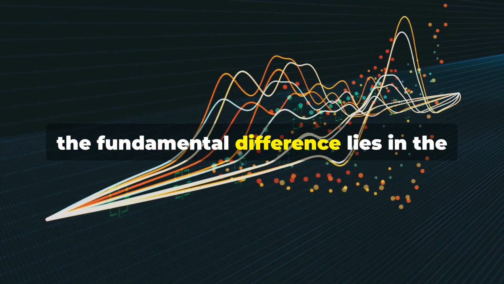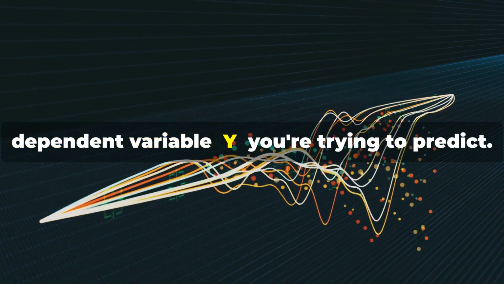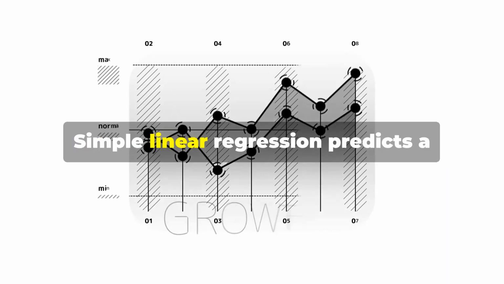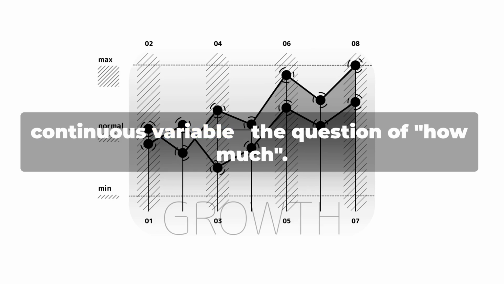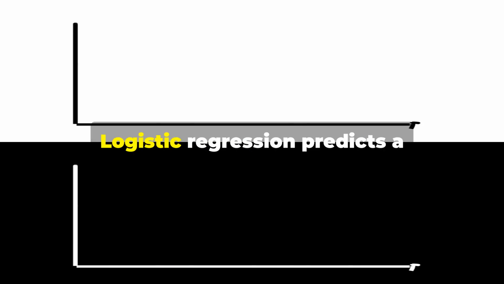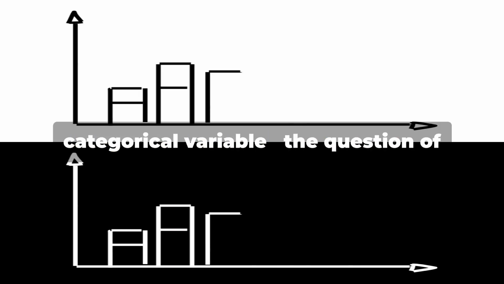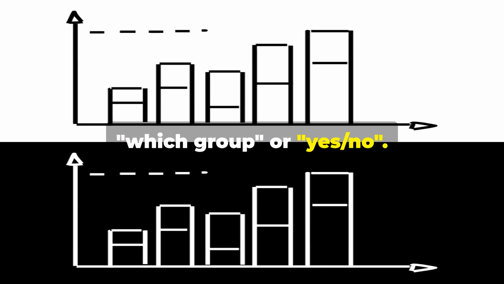So, the fundamental difference lies in the dependent variable, y, you're trying to predict. Simple linear regression predicts a continuous variable, the question of how much. Logistic regression predicts a categorical variable, the question of which group, or yes/no.